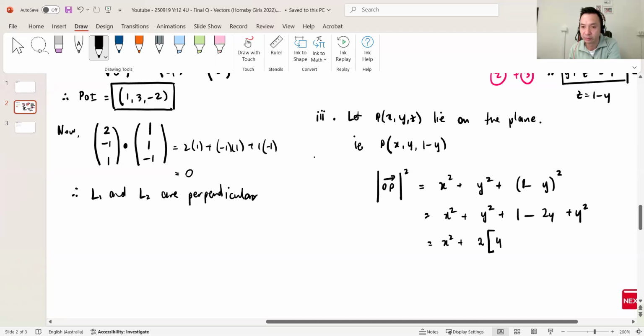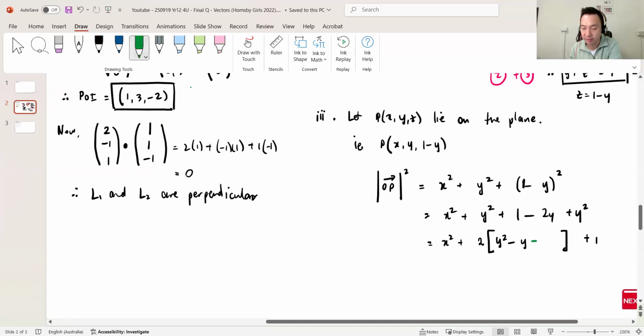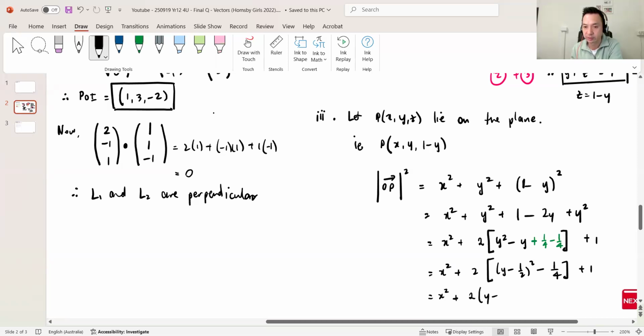So I get y squared minus y, and I'll leave a space strategically because I'm going to complete the square. I'm going to add half of that, so add a quarter and minus a quarter. That gives me plus 2 (y minus a half) squared minus a quarter plus 1. If I expand that, x squared, 2 times this, minus a half, plus that's plus a half.